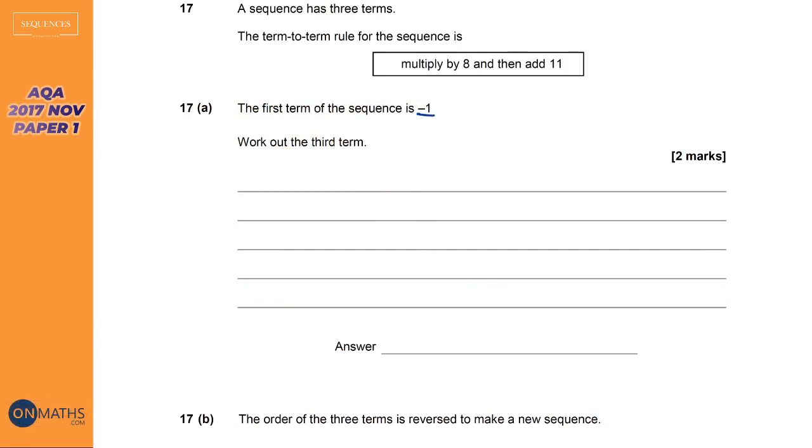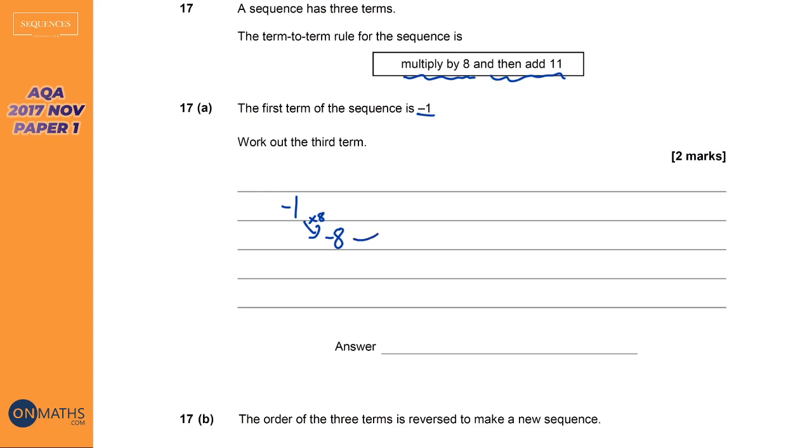It tells us what the first term is, which is -1, and it asks us to work out the third term. So the first term is -1, and the term-to-term rule is multiply by 8, then add 11. So what we're going to do is times it by 8, which would be -8, because a negative and a positive make a negative, and 1 times 8 is 8.